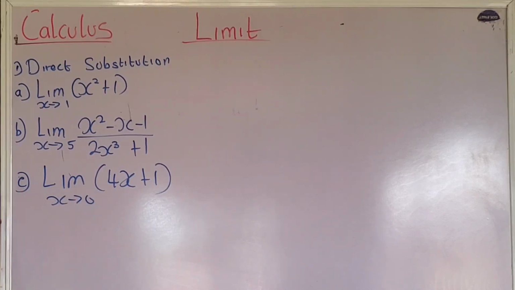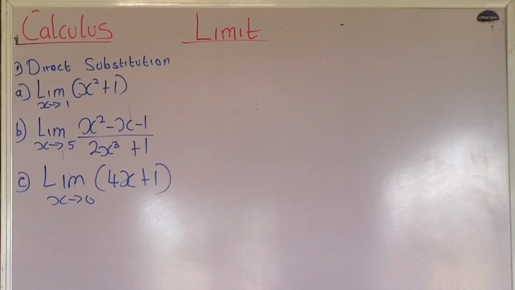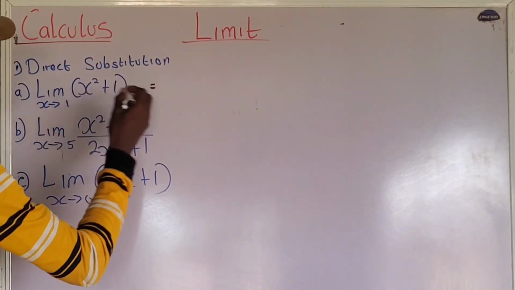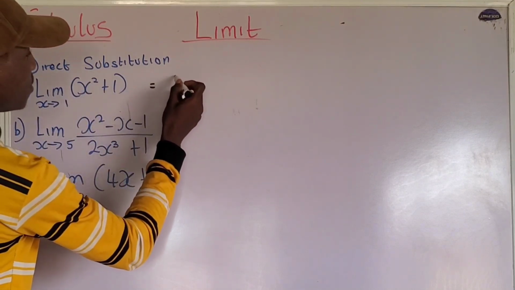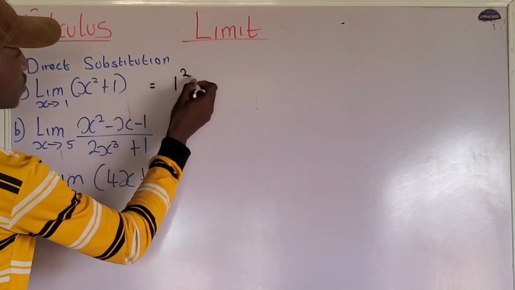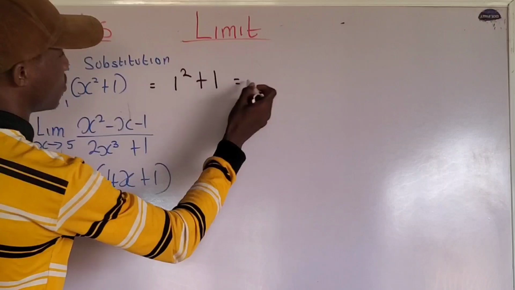Okay, now we are asked to take the limit of the following functions using the direct substitution method. Now all you have to do here is just substitute the limiting value that you have into the function that you are taking the limit of. Okay, so for this I'm going to replace x with 1 here. So instead of x, I'm going to have 1 to the power of 2 plus 1. You understand?